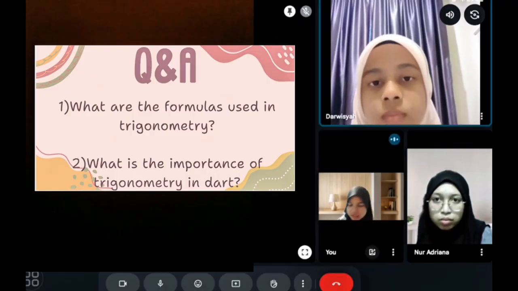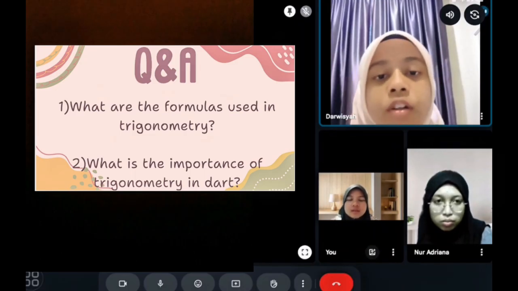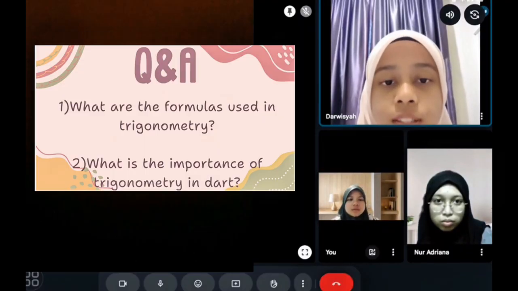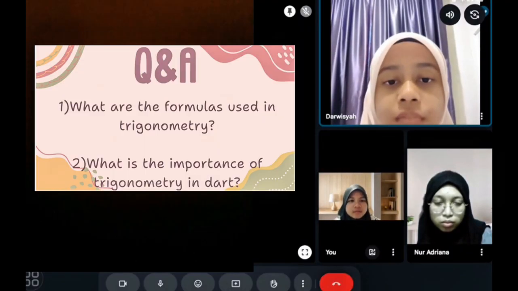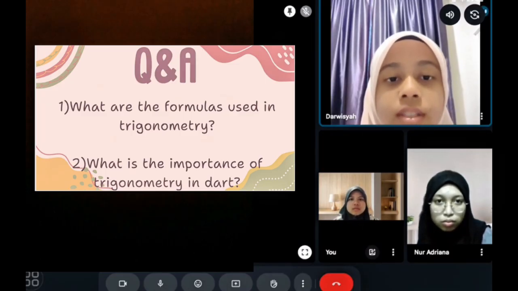What about you, Disha? For me, the importance of trigonometry in darts is target precision. For example, the dartboard is circular, divided into specific sectors. Trigonometry is used to calculate those sections accurately and to measure scoring zones.